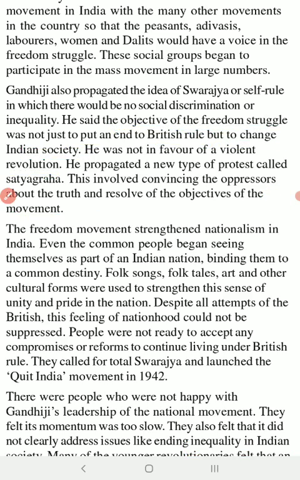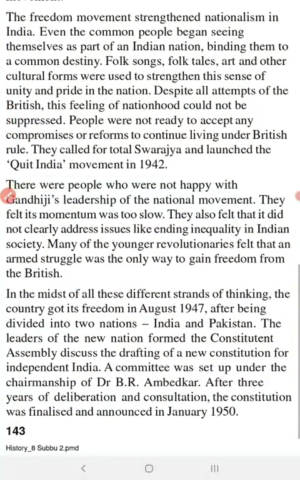The freedom movement strengthened nationalism in India, so that even the common people began seeing themselves as part of the Indian nation, binding them to a common destiny. So we have the emergence of nationalism in the hearts of people of all categories, people of all religions, people of all languages.